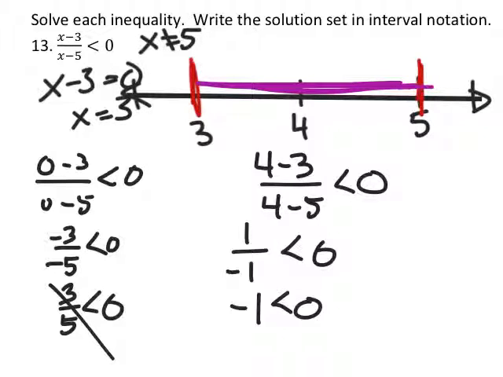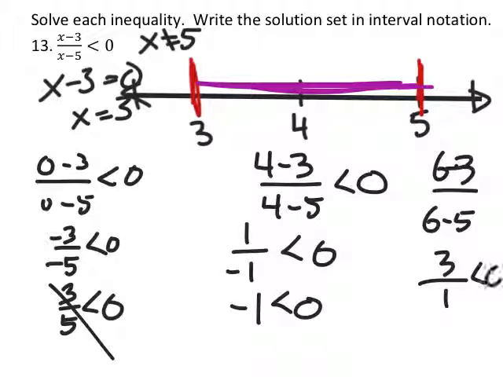Finally, we'll try a value that's to the right of 5, such as 6. So 6 minus 3 all over 6 minus 5. 6 minus 3 is 3. 6 minus 5 is 1. This is not less than 0. So any values to the right of 5 will not work.